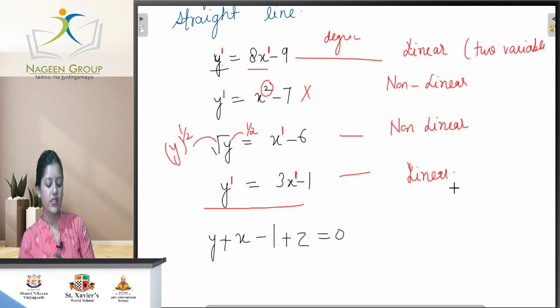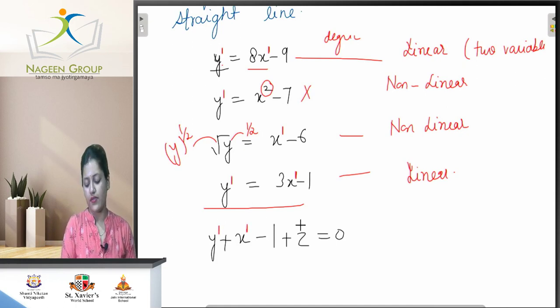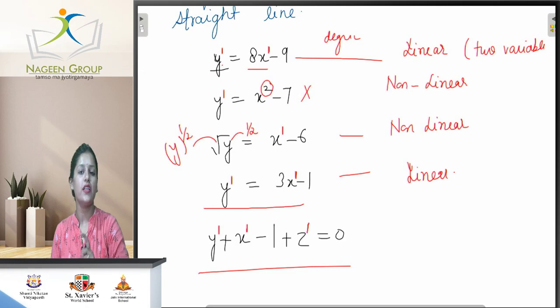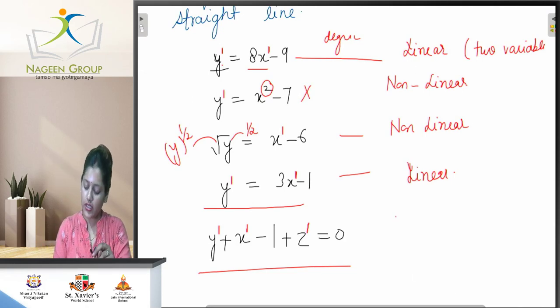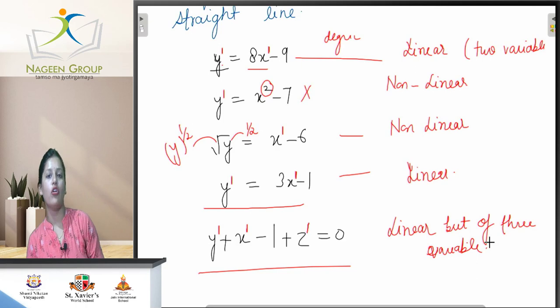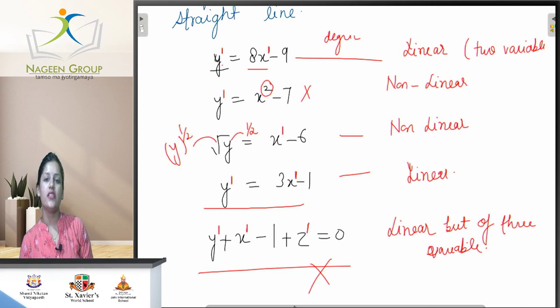After that, the third-last equation is given, where y has degree 1, x has degree 1, and z has degree 1. Is it a linear equation? Yes, it is a linear equation but not in two variables. As we have studied in our chapter, they have only two variables. This is a linear equation of three variables, which we are not studying in our chapter. So according to this chapter, this is a wrong equation, but in terms of linear, it is a linear equation in three variables.